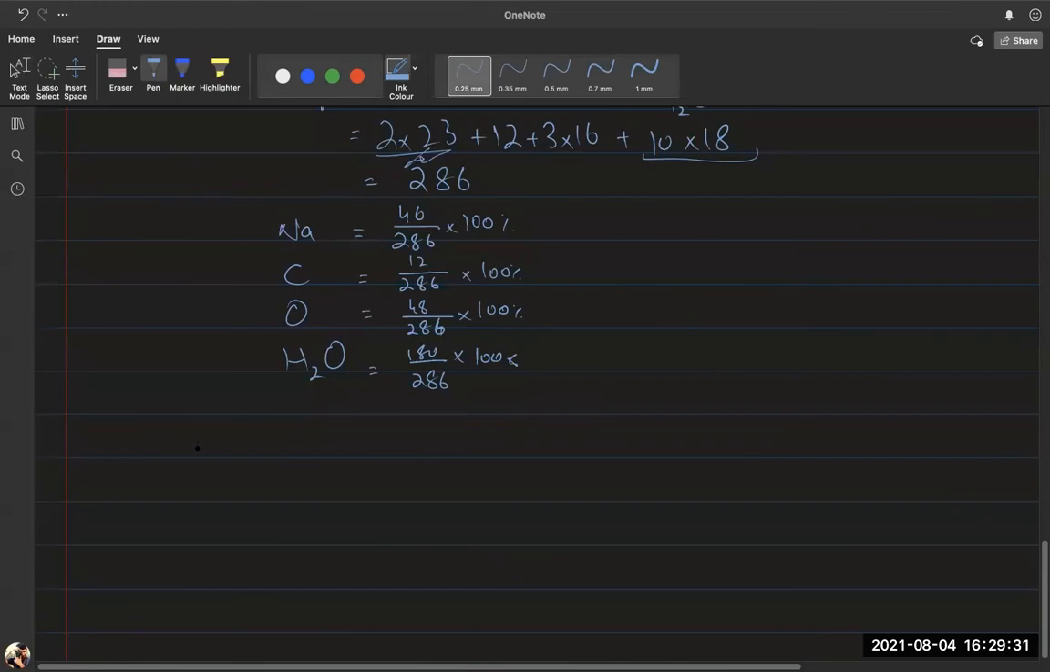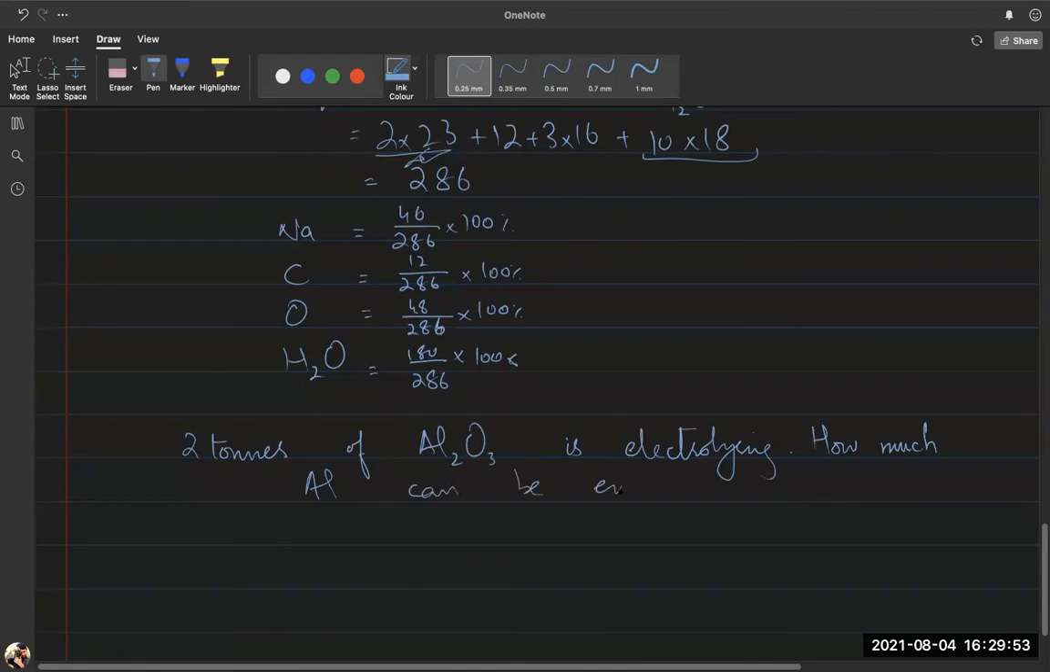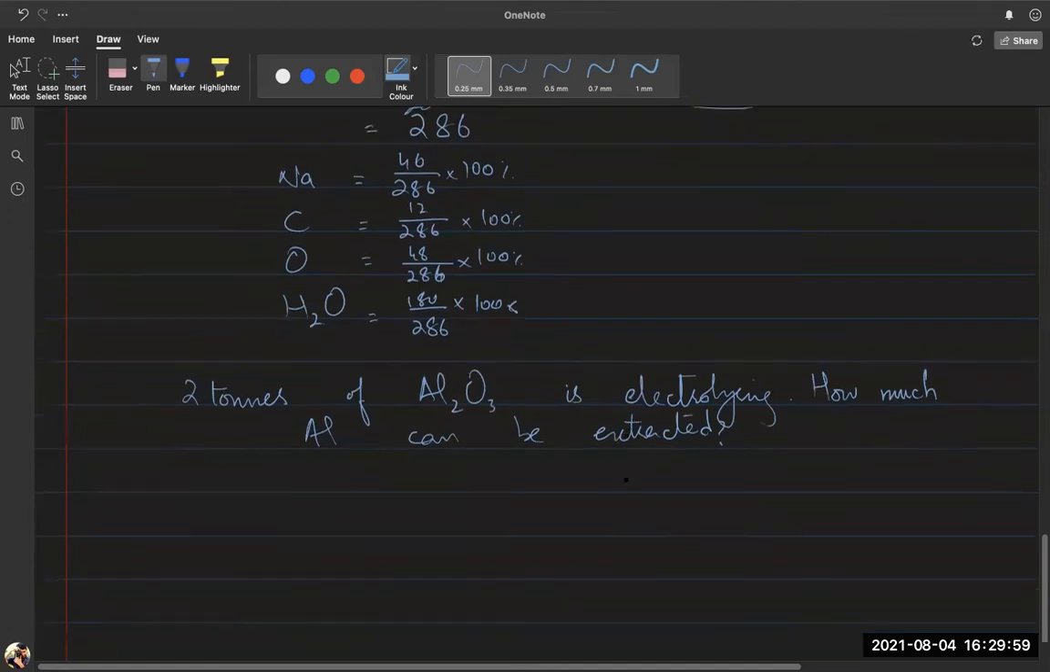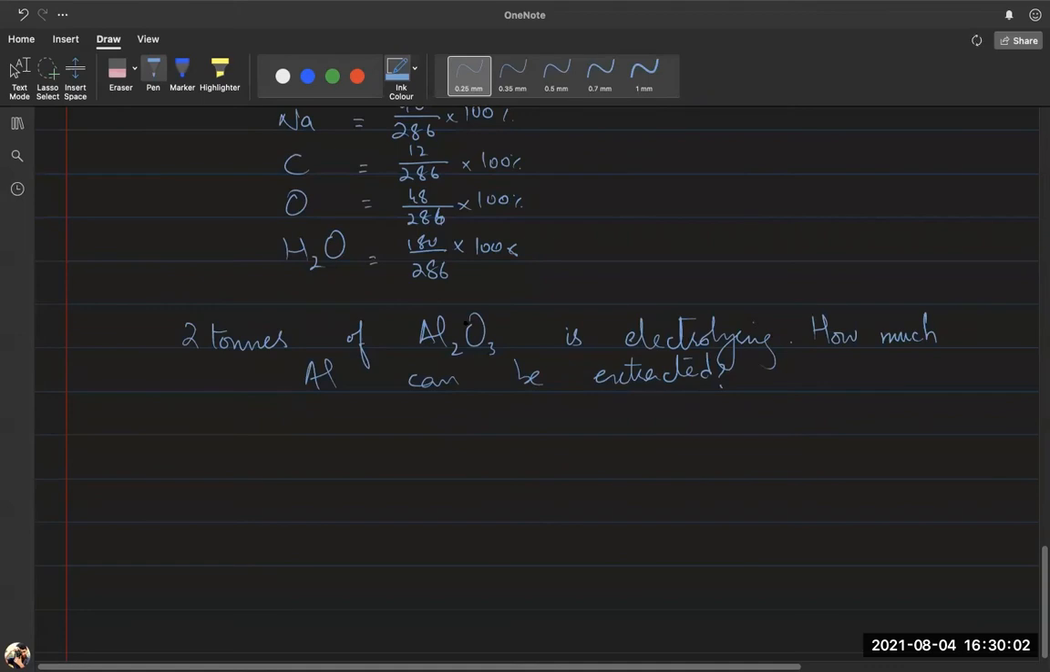So for example, if we have 2 tons of aluminium oxide and we are electrolyzing it. We have talked about this process, that you electrolyze aluminium oxide to get aluminium. So how much aluminium can be extracted? How do we do a question like this? The first thing we need to know is how much aluminium there is to get from aluminium oxide. We can do it by percentage composition, or we can do it by ratio. Let me do it through both of them.